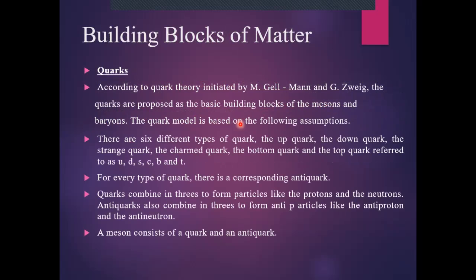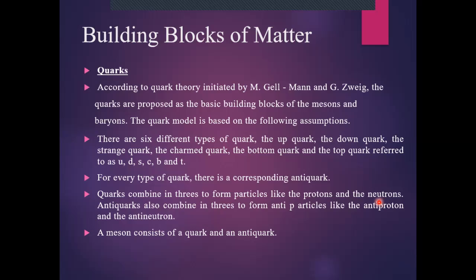The quark model is based on the following assumptions. First one, there are six types of quarks. Their names are up, down, strange, charm, bottom and top quark, and their symbols are U, D, S, C, B, and T. And for every type of quark, there is a corresponding antiquark. In the case of quarks, the quarks combine in threes to form particles like protons and neutrons.